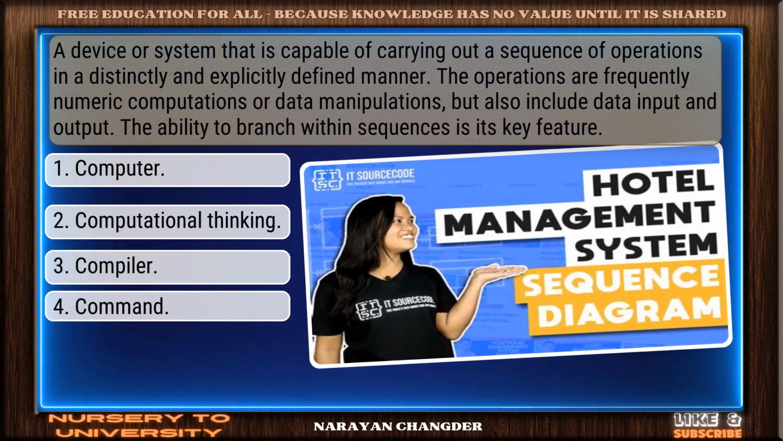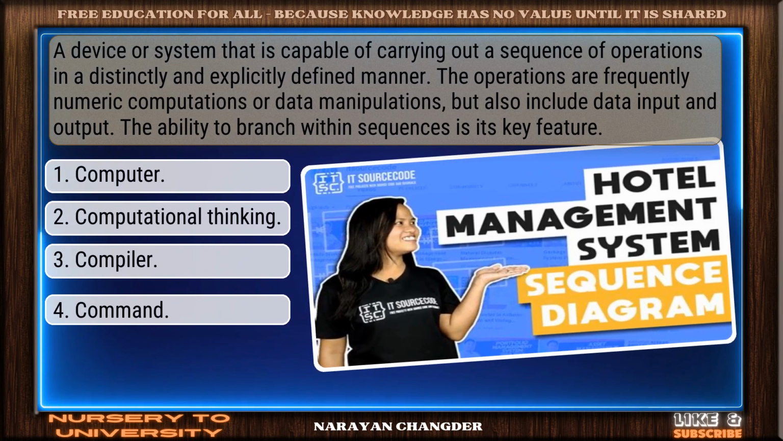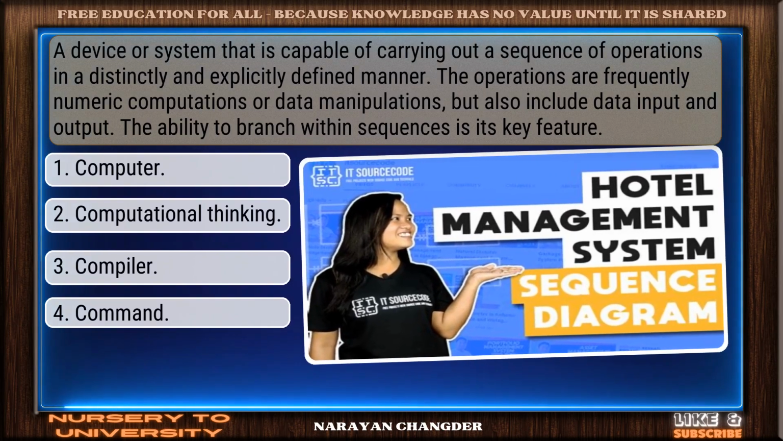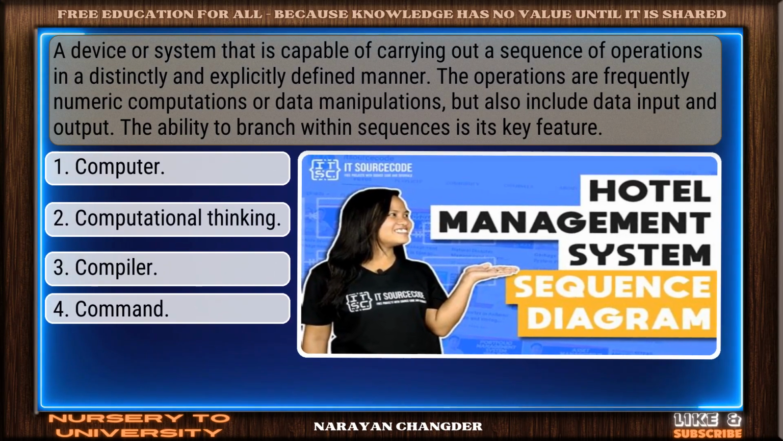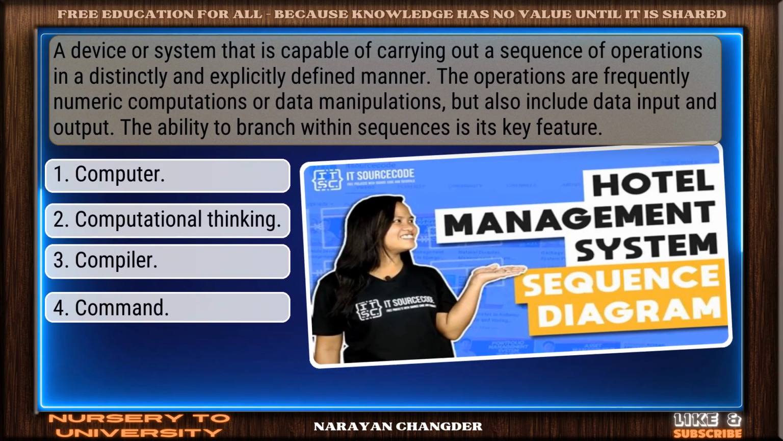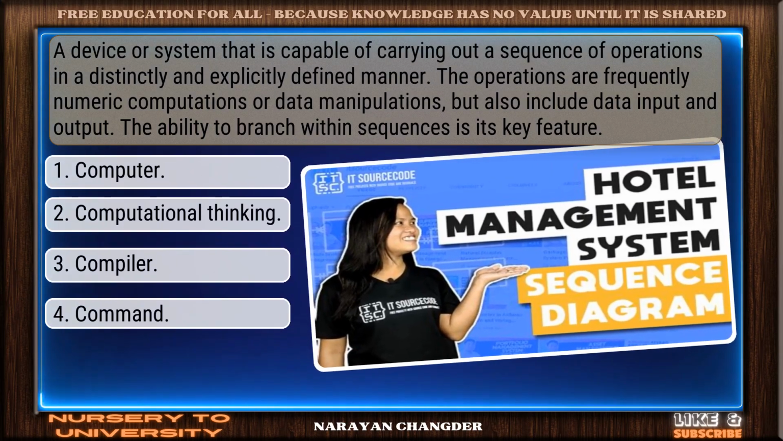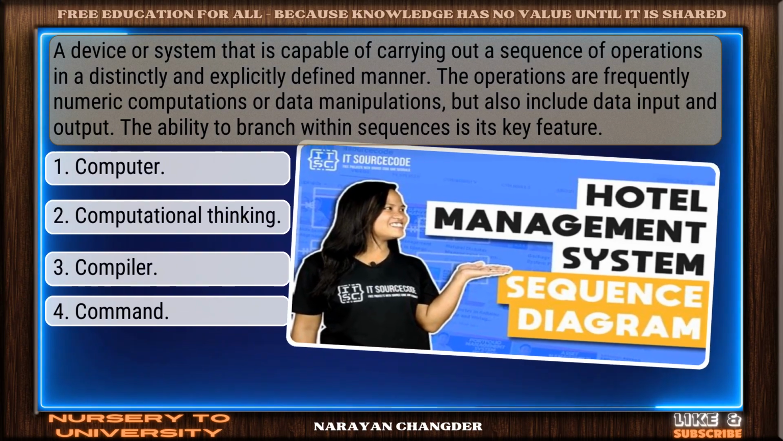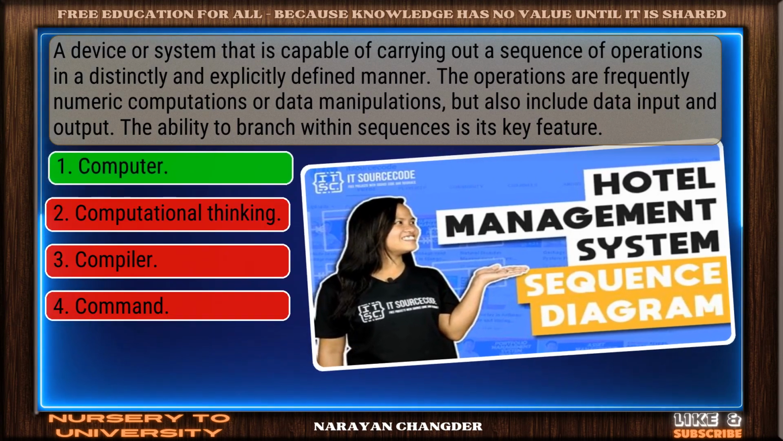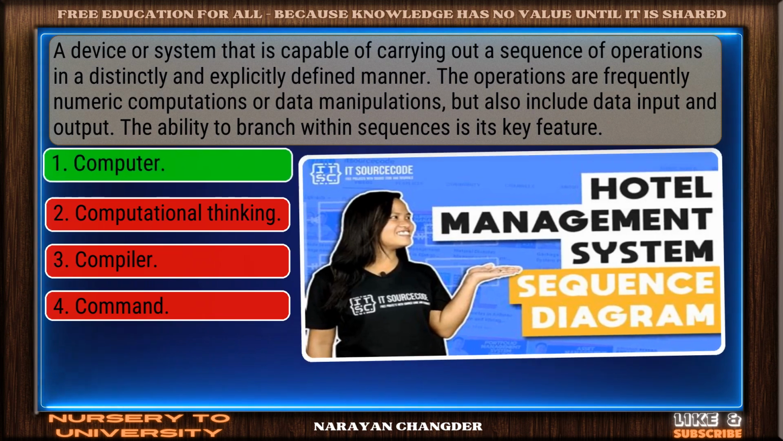Question number 1. A device or system that is capable of carrying out a sequence of operations in a distinctly and explicitly defined manner. The operations are frequently numeric computations or data manipulations, but also include data input and output. The ability to branch within sequences is its key feature. Excellent choice. Computer is the right answer.